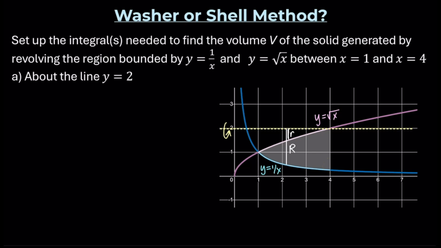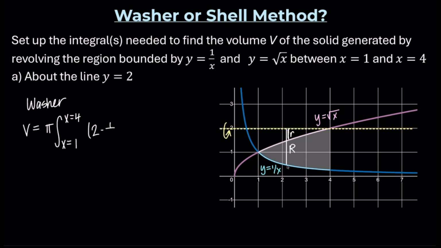So let's set up using the washer method. The volume is going to be pi times the integral from x equals 1 to x equals 4. So our cross sections are going to be stacked vertically, perpendicular to the axis of rotation, from x equals 1 to x equals 4. And then our big radius is going to be top minus bottom, so that's 2 minus 1 over x.